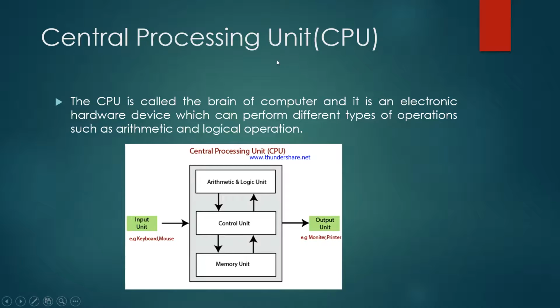This one is the central processing unit, which is also called CPU. The CPU is called the brain of the computer, and it is an electronic hardware device which can perform different types of operations such as arithmetic and logical operations. So this is the input unit. The input unit gives the data by the help of input devices like keyboard and mouse to the CPU, and the CPU receives this data in the form of binary language, that is in the form of 0 and 1. The CPU consists of the arithmetic and logical unit and also the control unit. After processing the data, we get our results or information from the output unit like monitor, printer, etc.